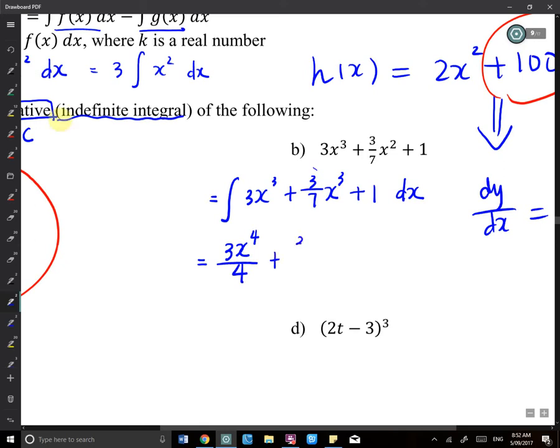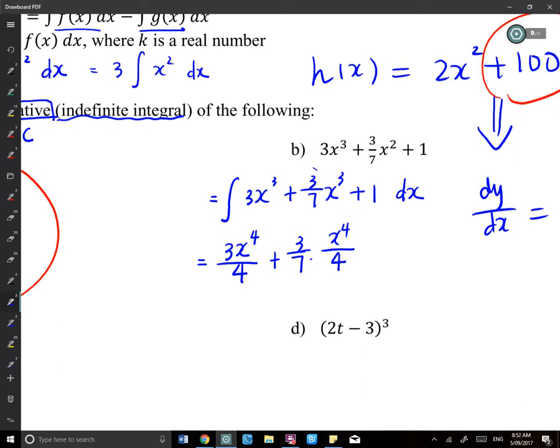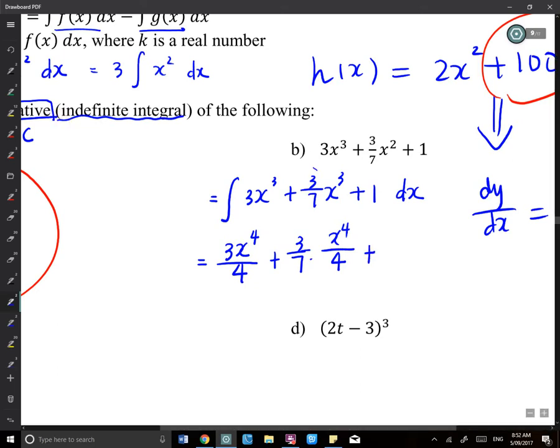Plus, I'll put the 3 on 7 outside first. And I'll times x to the power 4, and I'll directly divide by 4. I'll normally write that in the fraction form because it's easy for me to look at. I'll directly divide the number below the x. So I'll divide that by 4. Plus 1 is the same as plus 1x. Okay, plus 1 is the same as plus 1x.